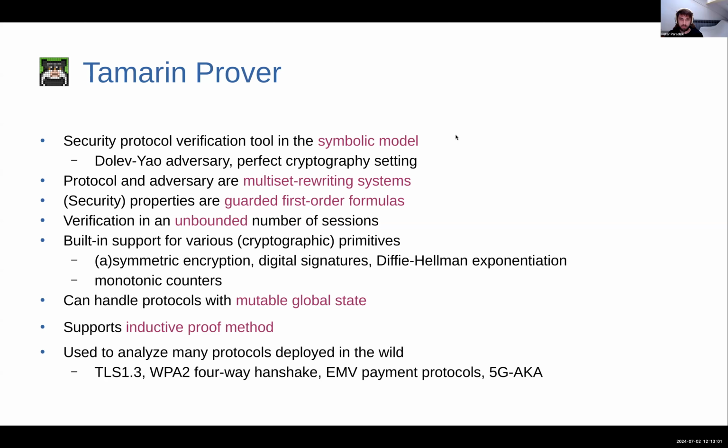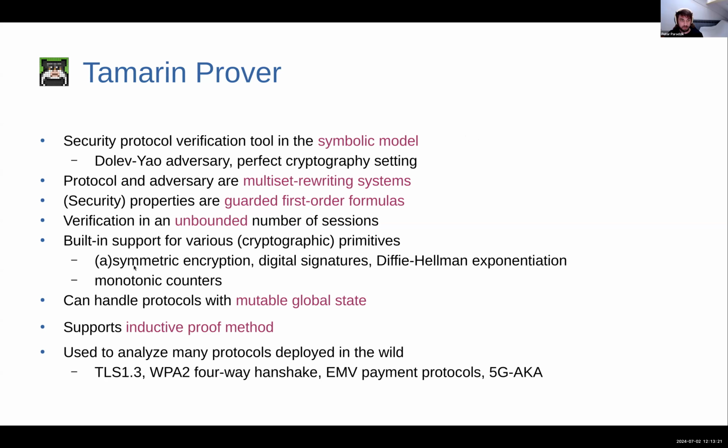So most of the time you have to guide the proof somehow. And Tamarin has many useful features. I will mention a few. Like it's capable of verifying protocols in an unbounded number of sessions. It has a wide variety of built-in cryptographic primitives.